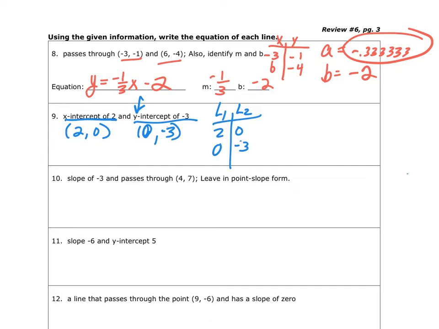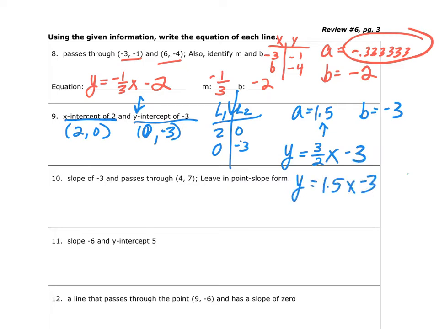Now you can do Stat Edit, put these numbers into L1 and L2, and then do Stat Calc 4, Enter, Enter, Enter. When you do that, you get an A value of 1.5 and a B value of negative 3. Take 1.5 and press Math, Enter, Enter. You get y equals 3/2 x minus 3, or you could have written it as y equals 1.5x minus 3. Either one of these answers would be okay.